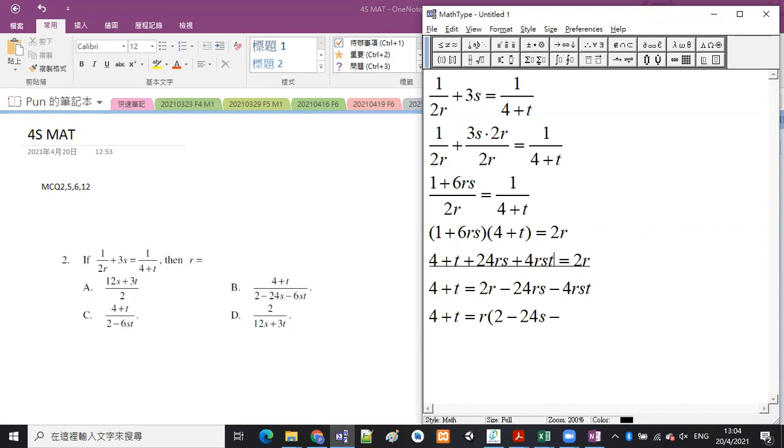Wait. I've a typing mistake. This one should be 6. Okay, I'm sorry. This one should be 6. Okay, 6 RST, and then this one should be 6 RST. Okay, sorry, and then taking out the common factor R, what is remaining is 6 ST here. Okay, because I want R to be the subject, I just divide the remaining factor to the left. So I have 4 plus T over 2 minus 24S minus 6 ST is equal to R.